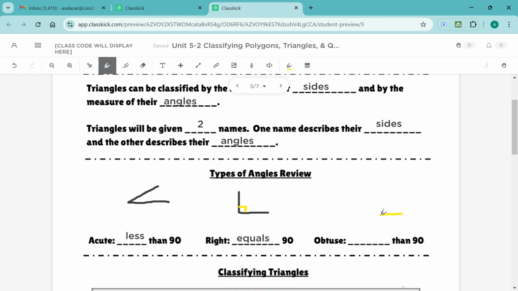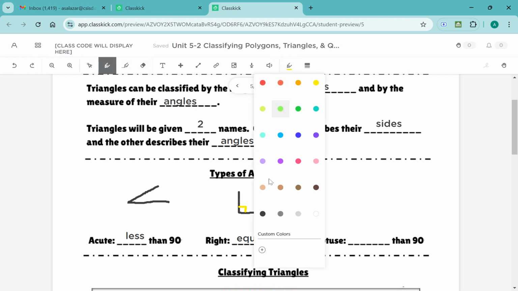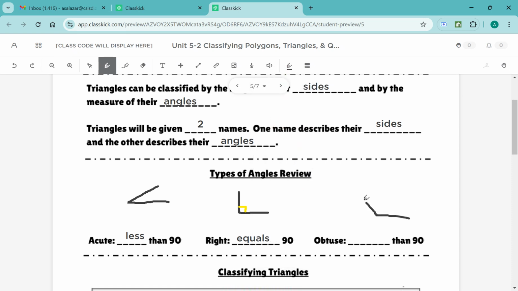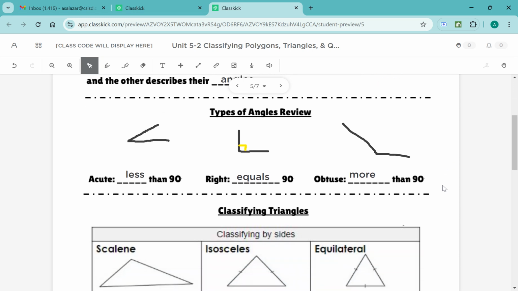All right, last one is an obtuse angle. An obtuse angle opens up more than 90 degrees, so it has a measure of more than 90 degrees. You're going to want to memorize these and know an acute is an angle that's less than 90 degrees, a right angle is exactly 90 degrees, and an obtuse angle is more than 90 degrees. Just make sure you have those memorized if you don't already.